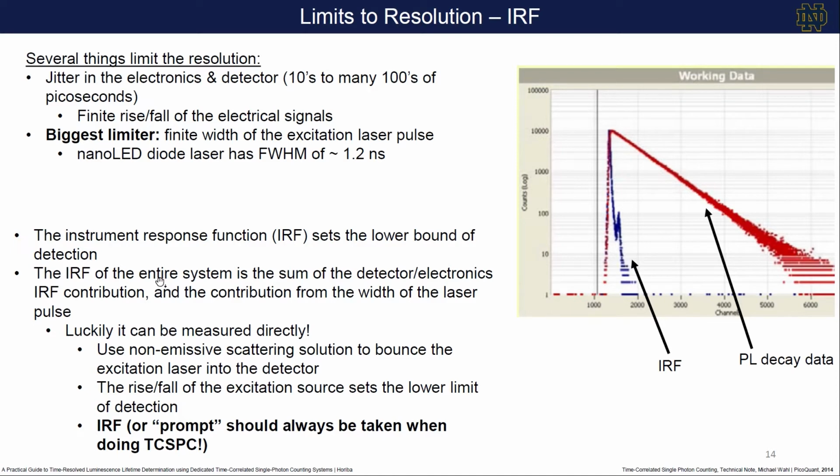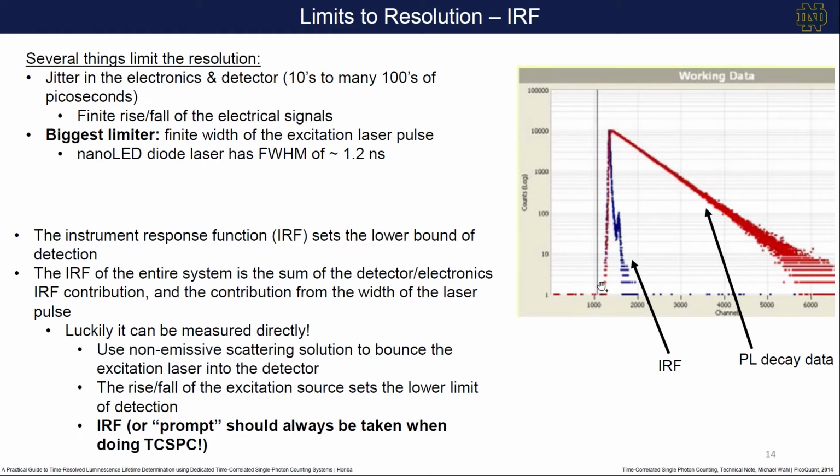And the IRF, in most cases, or really in all cases, of the entire system is the sum of both the IRF contribution from the detector and the electronics, and also this major contribution from the width of that laser. So you may think, wow, this is really daunting, there's a lot of stuff going on, but luckily we can measure the IRF essentially directly, or at least something that's very similar to the IRF. And the way that we do that is we actually use a non-emissive scattering solution. Oftentimes people use silica particles in water to essentially bounce the excitation laser into the detector.